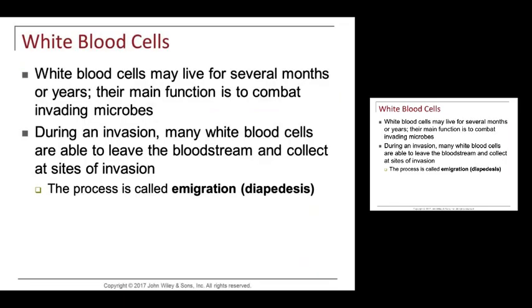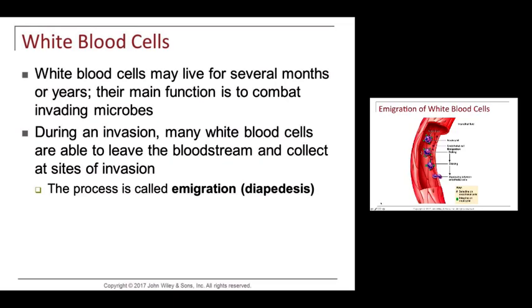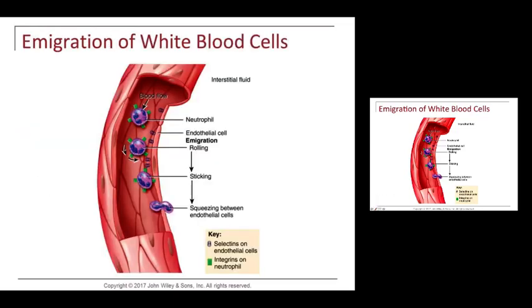White blood cells may live for several months or years, and their main function is to combat any type of invading microbe. And during the invasion, the white blood cells are able to leave the bloodstream and collect at the site of the invasion. And the process is called emigration or diapedesis. When you look at the different steps of diapedesis, you'll see that blood is flowing, and then you can see the emigration process where it rolls and then sticks and then it squeezes through the tight junctions. So it starts to roll against the wall, that endothelial layer becomes very sticky, and then it moves in to where the damaged tissues are.